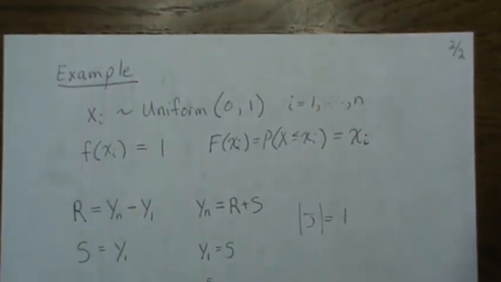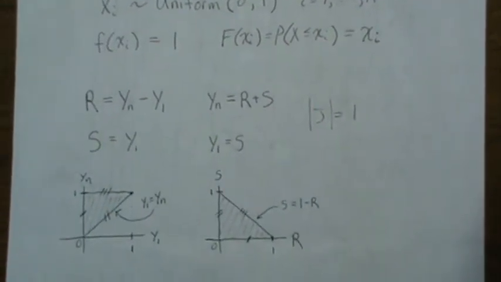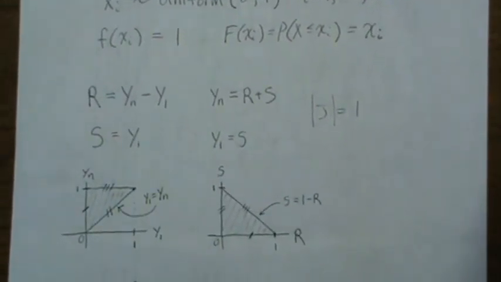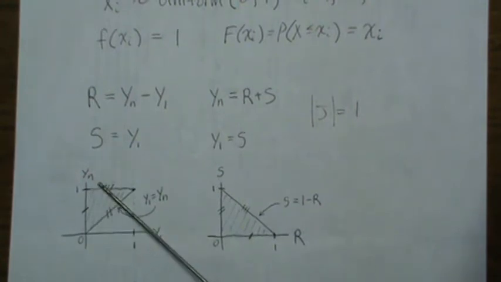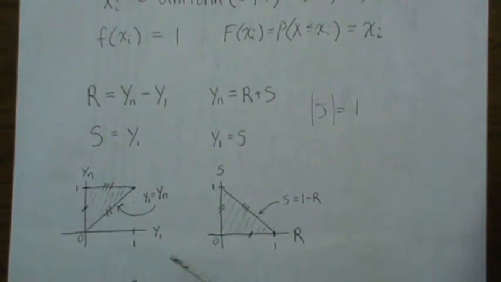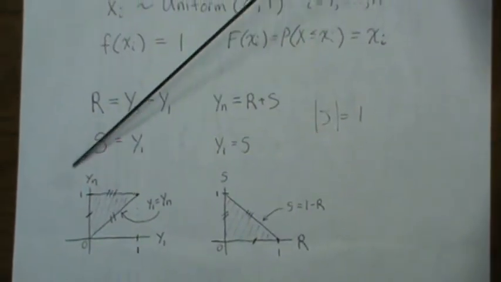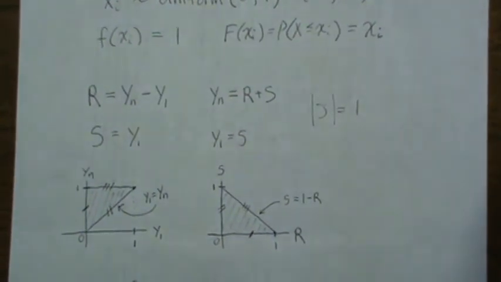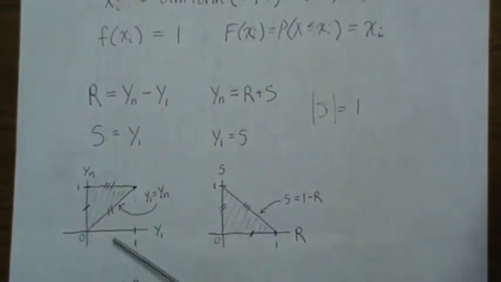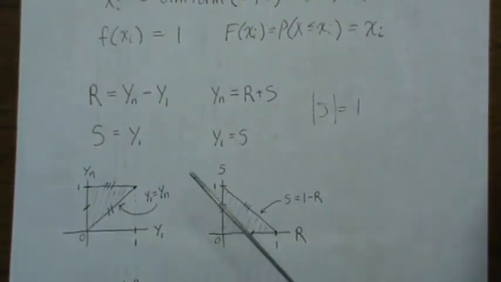Now, for me, the tricky part is finding the area that we integrate. And so I always like to draw a picture of it. So if we let this be y1 and this be yn, first of all, y1 must be less than yn. So we're on this half over here on this graph, and they go from 0 to 1. But to map it to this one, how do you draw the picture?